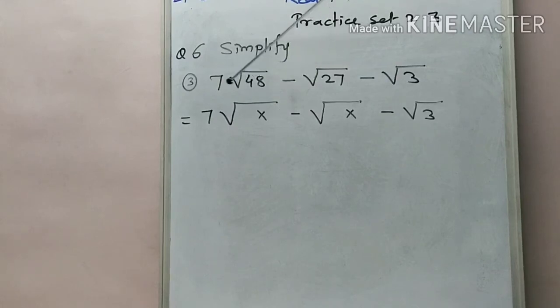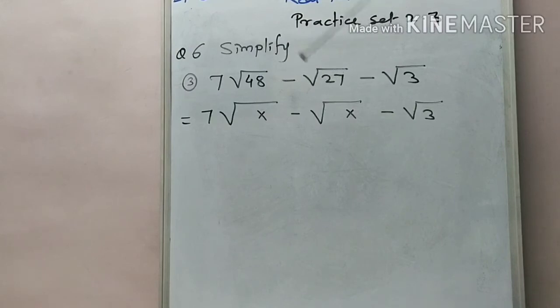In the third example, 7 root 48 minus root 27 minus root 3. Again, what we observe here is that the radicands are not the same, which means first we have to make these like surds. For that, in the first two surds we have to factorize these two numbers. 48 we have to factorize in such a way that one factor we get is 3, and the other factor is a perfect square number.